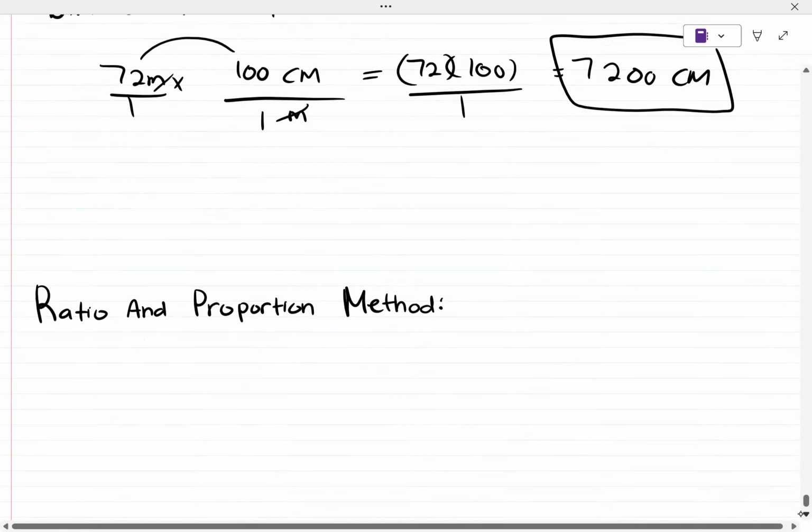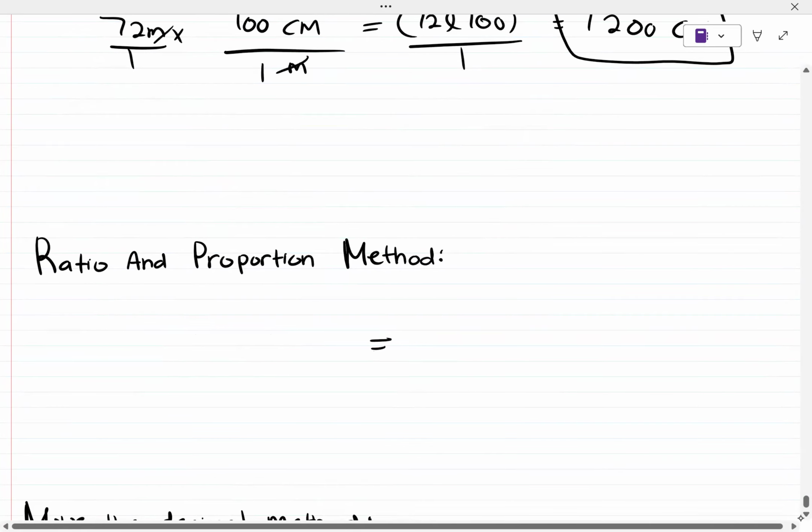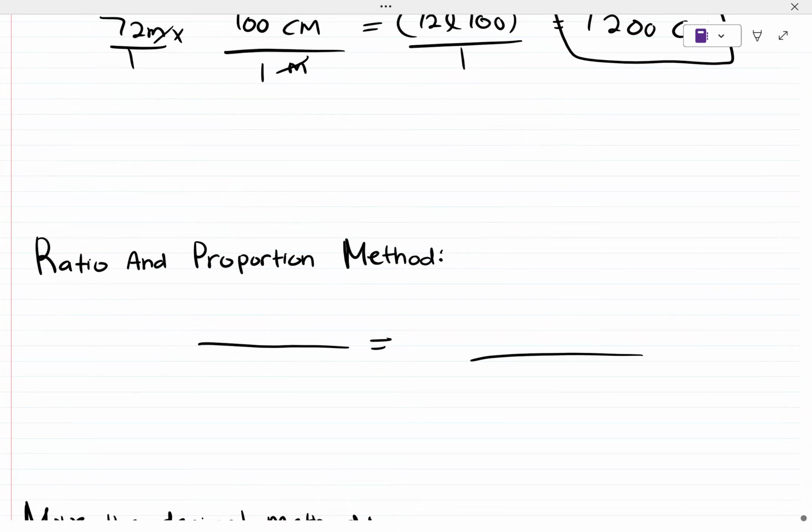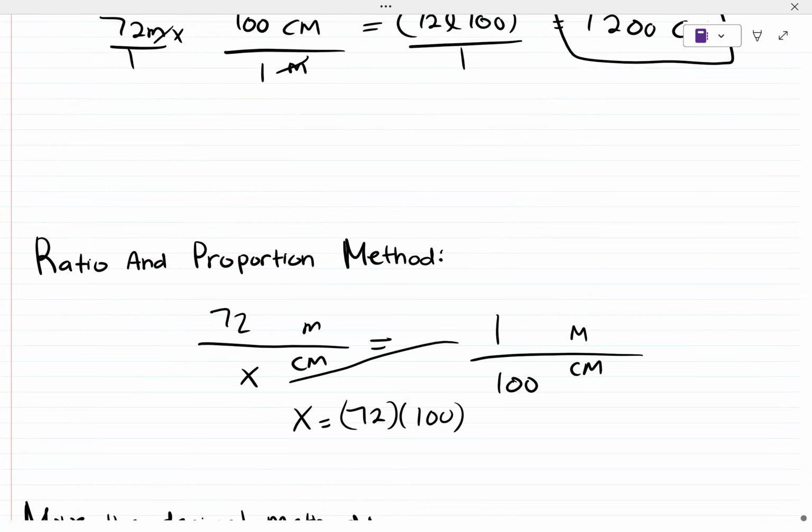Okay, ratio and proportion method. So we're going to set it up like this. Meters here, centimeters there. So we know that 72 meters is an unknown number of centimeters, and for 1 meter, there's 100 centimeters. Cross multiply, so 1 times x is x equals 72 times 100, which is 7,200 centimeters.